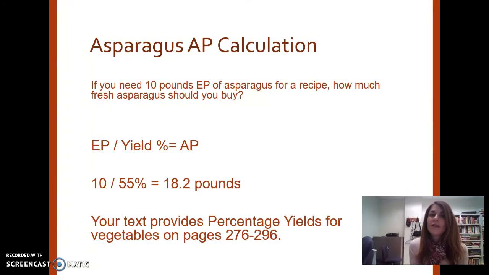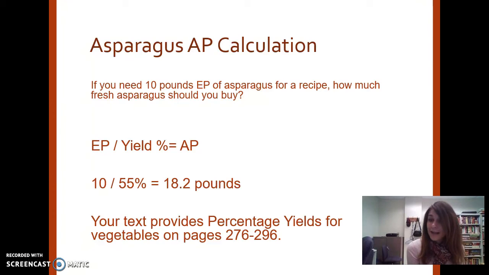So if we need 10 pounds of asparagus, how much should we actually buy? Knowing that the yield on asparagus is 55%, which you can find in your book, but you always have that available to you, we would take the EP, which is the edible portion, we need 10. We divide it by the yield, which is 55. We convert that to 0.55, and that will give us 18.2 pounds.